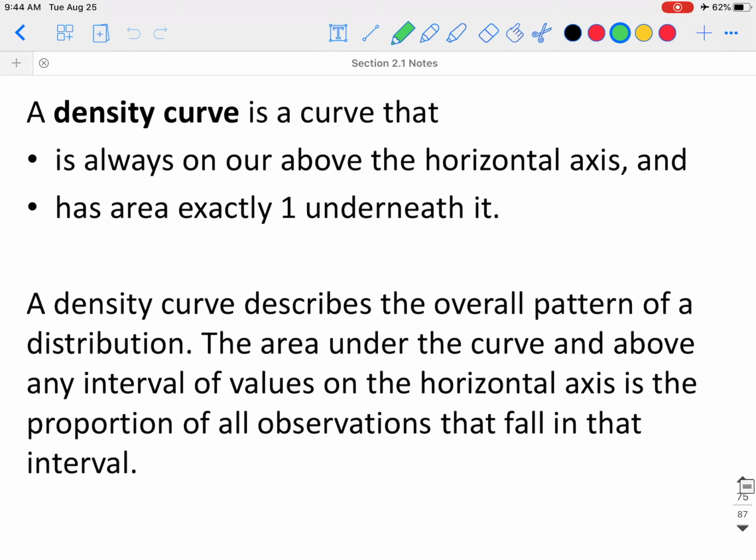A density curve is a curve that is always on or above the horizontal axis, and it has an area of exactly 1 underneath it. A density curve describes the overall pattern of the distribution. The area under the density curve and above any interval of values on the horizontal axis is the probability of all observations that fall in that interval.